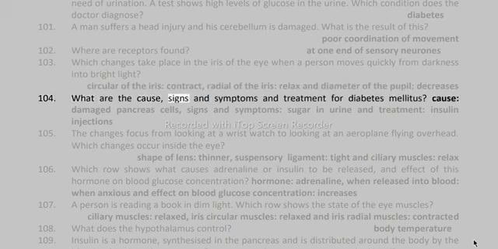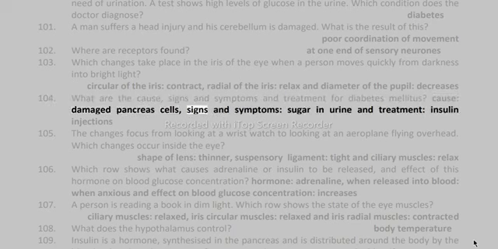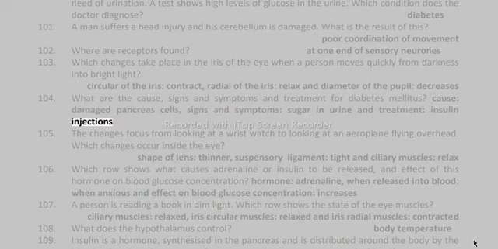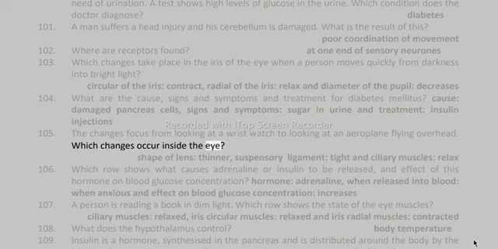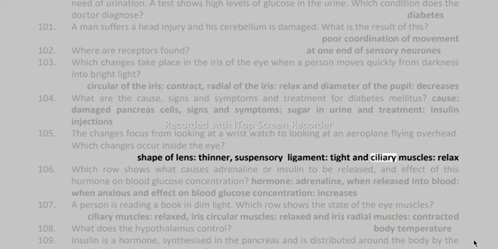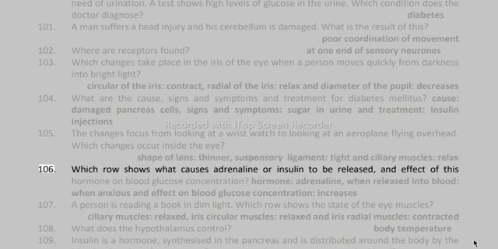104. What are the cause, signs and symptoms and treatment for diabetes mellitus? Cause: damaged pancreas cells. Signs and symptoms: sugar in urine. Treatment: insulin injections. 105. The eye changes focus from looking at a wristwatch to looking at an aeroplane flying overhead. Which changes occur inside the eye? Shape of lens thinner, suspensory ligament tight and ciliary muscles relax.